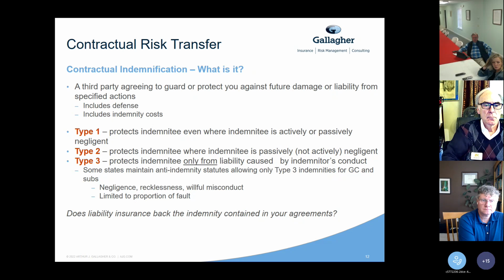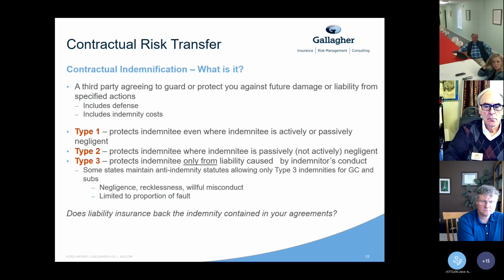Type 3 will only protect you from liability caused by the indemnitors, in this case, the design professional or the general contractor's conduct. So in other words, their negligent act or omissions will have to cause the loss to occur, whether actual or alleged, in order for them to indemnify you.